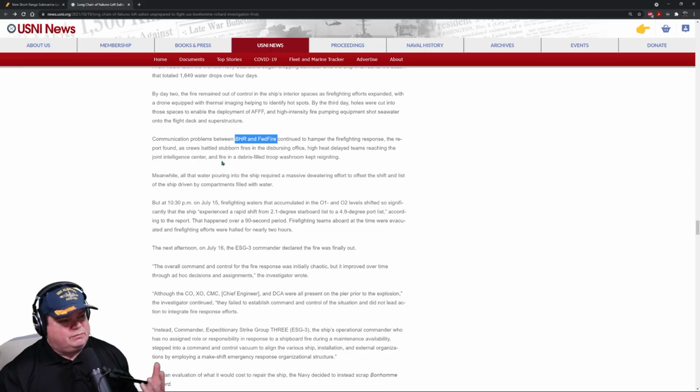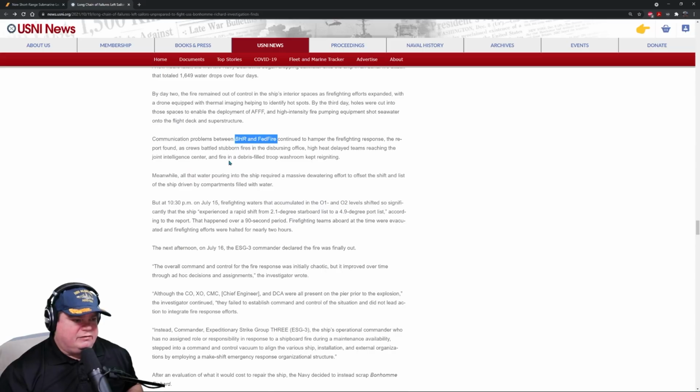The report found that the crews battled stubborn fires and dispersing the office. High heat delayed teams reaching Joint Intelligence Center. The fire in the debris-filled troop washroom kept reigniting. And that's a real problem too. Just because you put a fire out in a space on board a ship doesn't mean it stays out. You have to establish a fire watch basically on it until everything is cooled. And they may not have had the ability to do that. It's a huge ship, right?